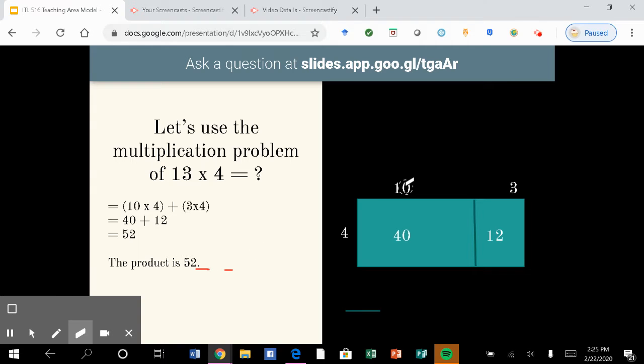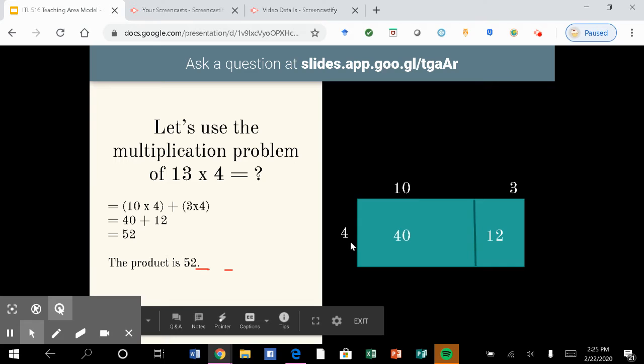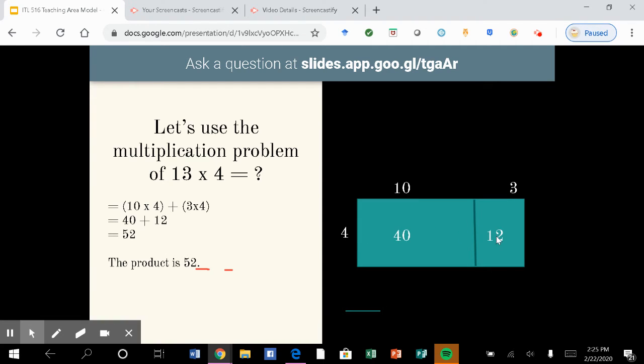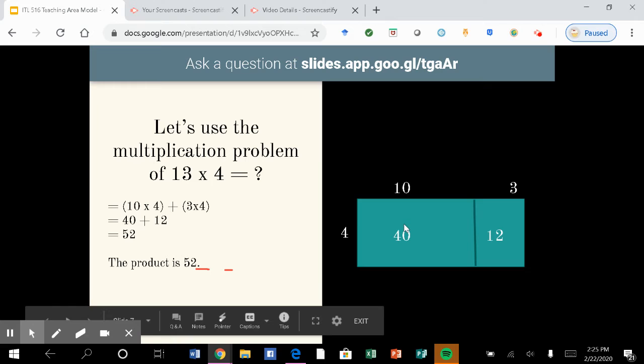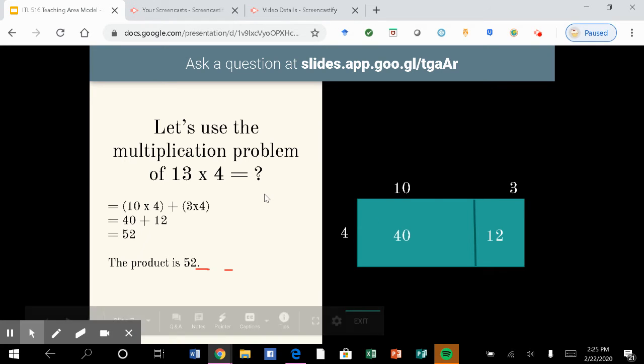So we would start by multiplying with our tens here. And we know that 10 times 4 is 40, and 3 times 4 is 12. Now, the reason it's called partial products is because 40 and 12 are parts of the whole product, because we are multiplying according to each place value.